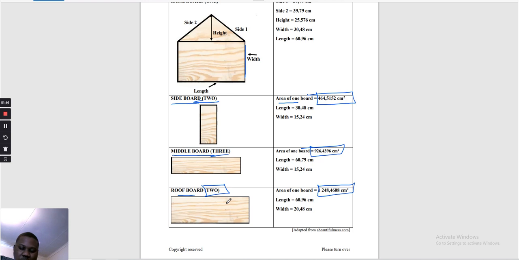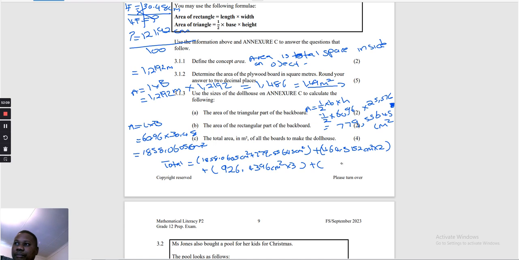Yes, this one. So this one is 1,248. Let me remove this because the 1,000 has been hidden here by my drawings. So that is 1,248,4608 multiplied by 2. So it's going to be 1,248,4608 centimeter squared multiplied by 2. So you just take everything the way it is and then you punch it. Make sure that the brackets are visible there.